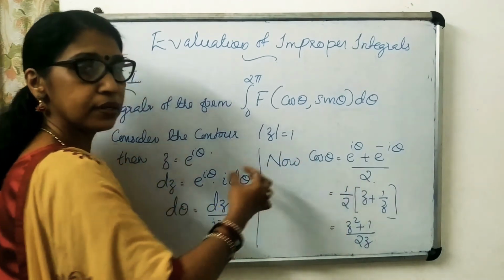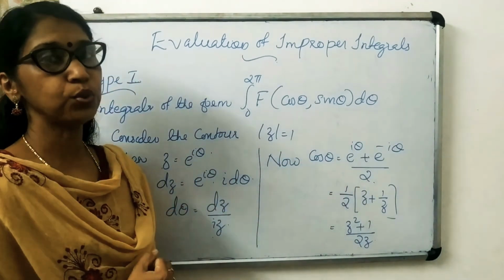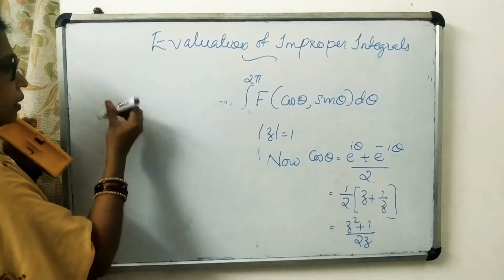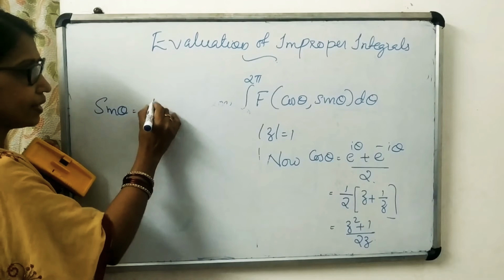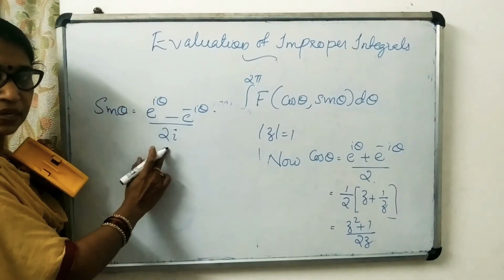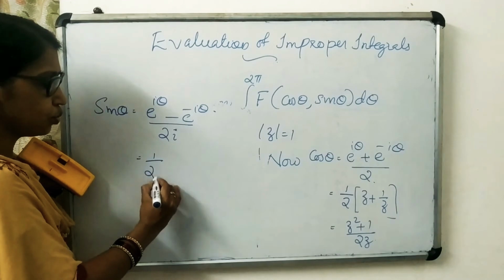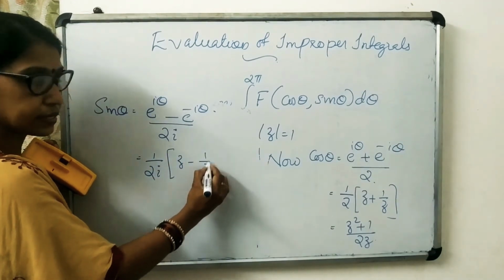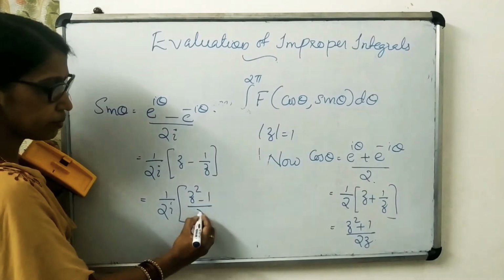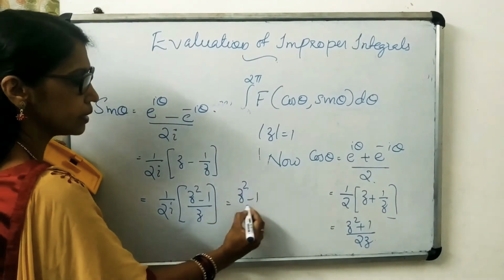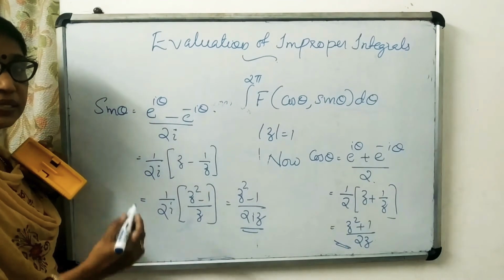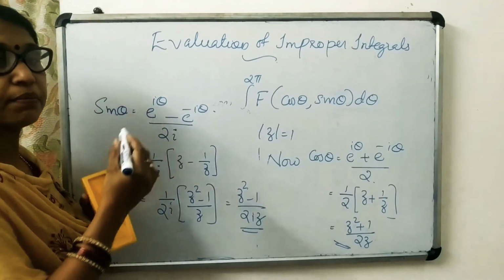Now this is cos theta. Cos theta equal to e raised to i theta plus e raised to minus i theta by 2. Then what is sin theta? Sin theta is equal to e raised to i theta minus e raised to minus i theta divided by 2i. This is the formula for sin theta, and this is equal to 1 by 2i into z minus 1 by z, and taking LCM we get z square minus 1 by z, and this is equal to z square minus 1 by 2iz. So this is sin theta and this is cos theta, and d theta is dz by iz.